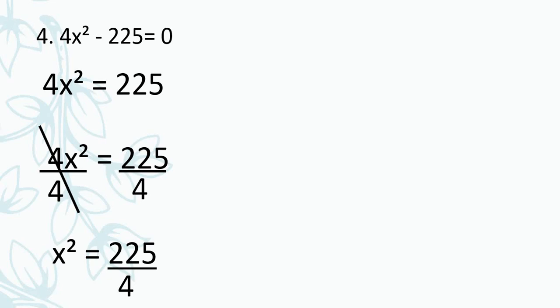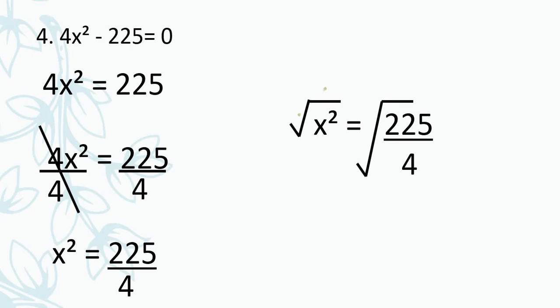Now, we can say that this is in the form of x squared is equal to k. So, we can now perform extracting the square root. So, put the square root on both sides, okay, to cancel the squared. So, you will have x is equal to positive and negative 15 over 2. Okay, can we simplify it further? No. This is the final answer.